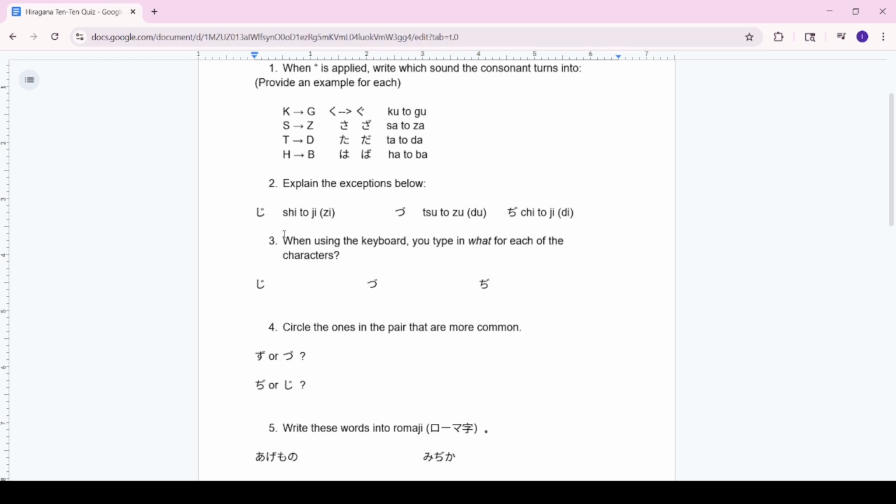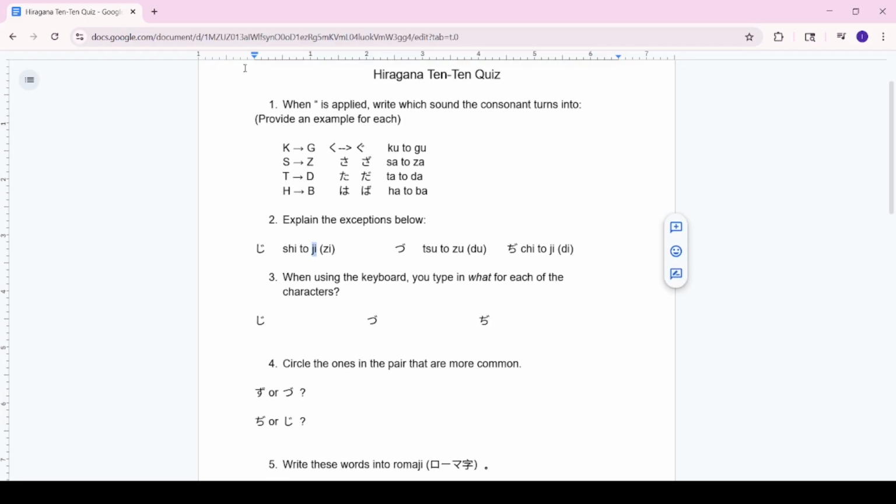So when using the keyboard, you type in what for each of the characters. So here's ji. I guess I can't do the coloring. Don't know how to get out of this view mode. Yeah, this one's ji, zu, and also ji. So when we type in the keyboard, here, watch, I'm gonna write J, I. The symbol comes up as ji. So the answer is ji.